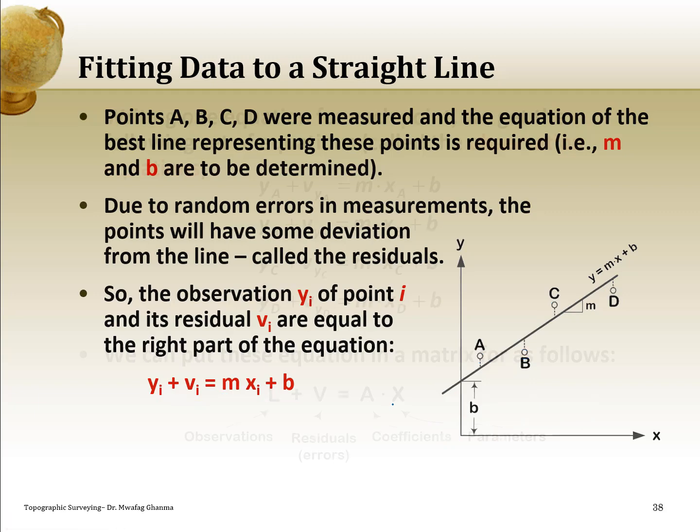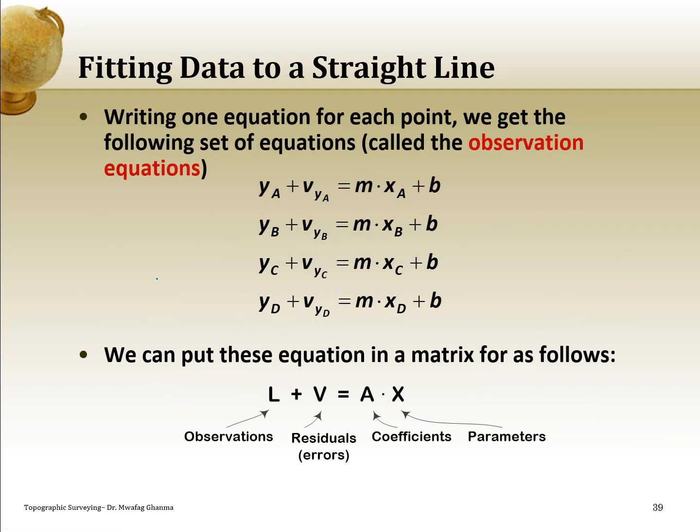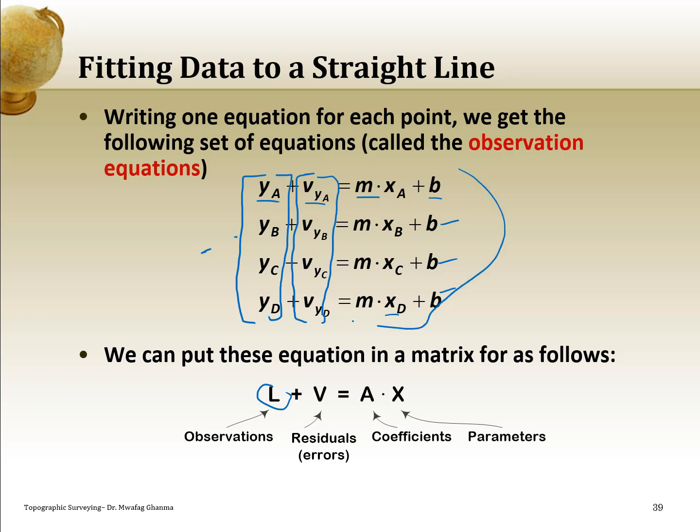So we take this equation and apply it for A, for B, and for C, for all the points. So we have ya plus the residual at A equals mxa plus b, and then we apply it for B, C and D. All we have to do now is put them in a matrix format. This is the L vector, the observations, and this is the V vector, the vector of the residuals, and this will be equal to this summation here.